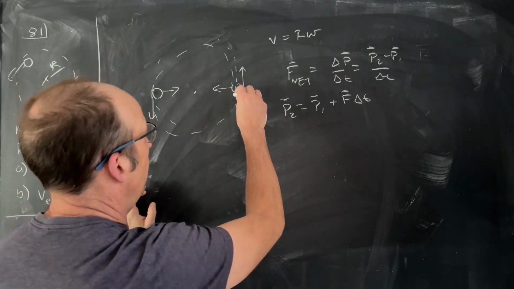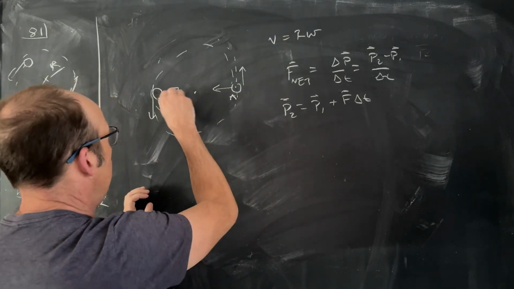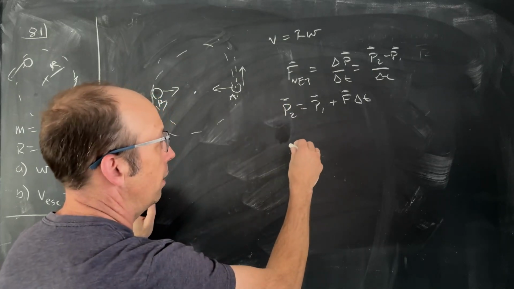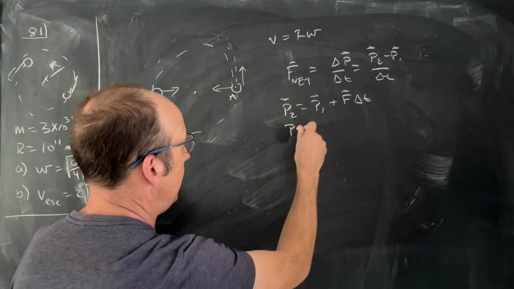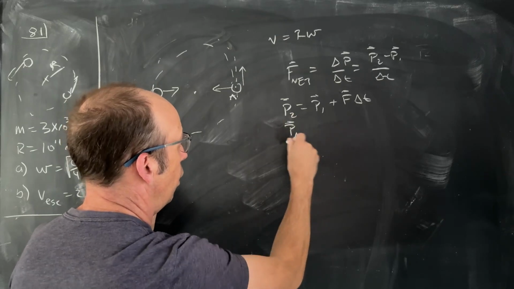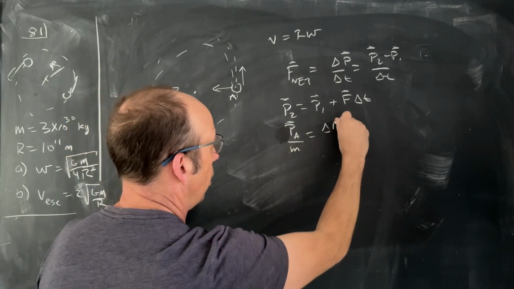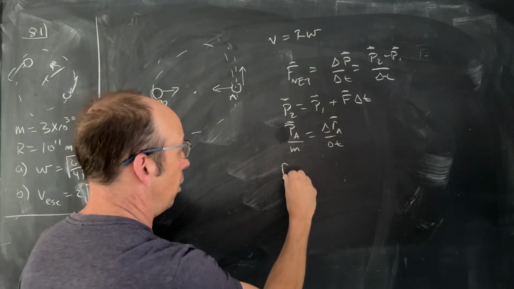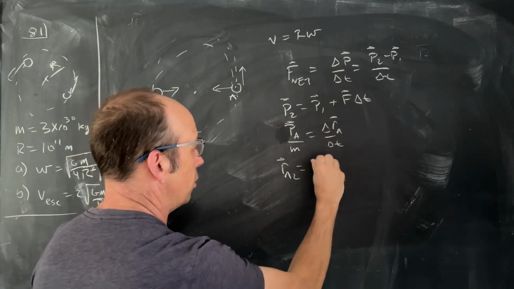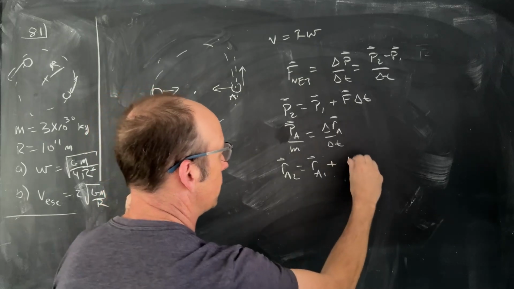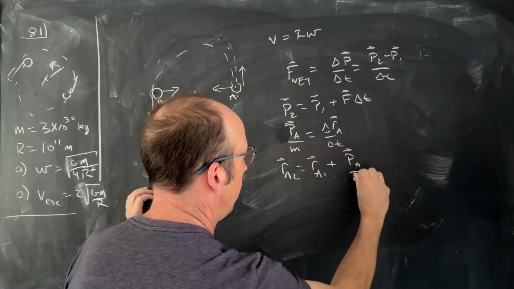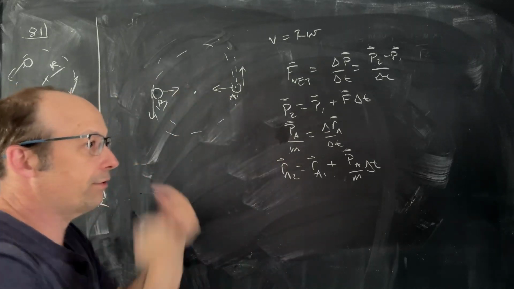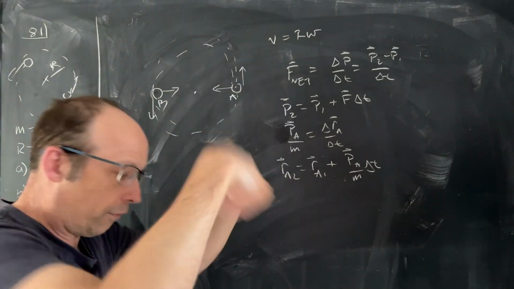So let's call this position A and B. Let's just write it out. P A over M is delta RA over delta t. So if I do the same thing, I get RA2 is RA1 plus PA divided by M delta t. So now I have a new position. I'm going to get a new gravitational force. And I just keep doing the same thing over and over and over again.